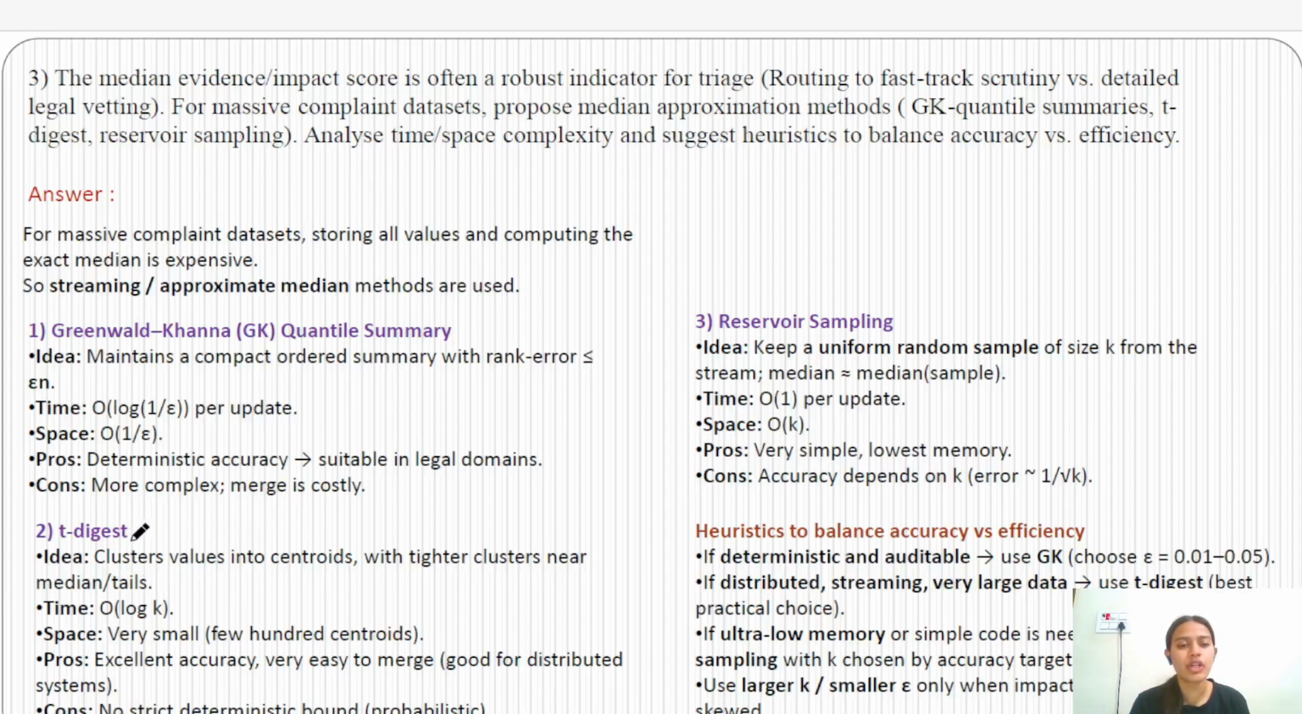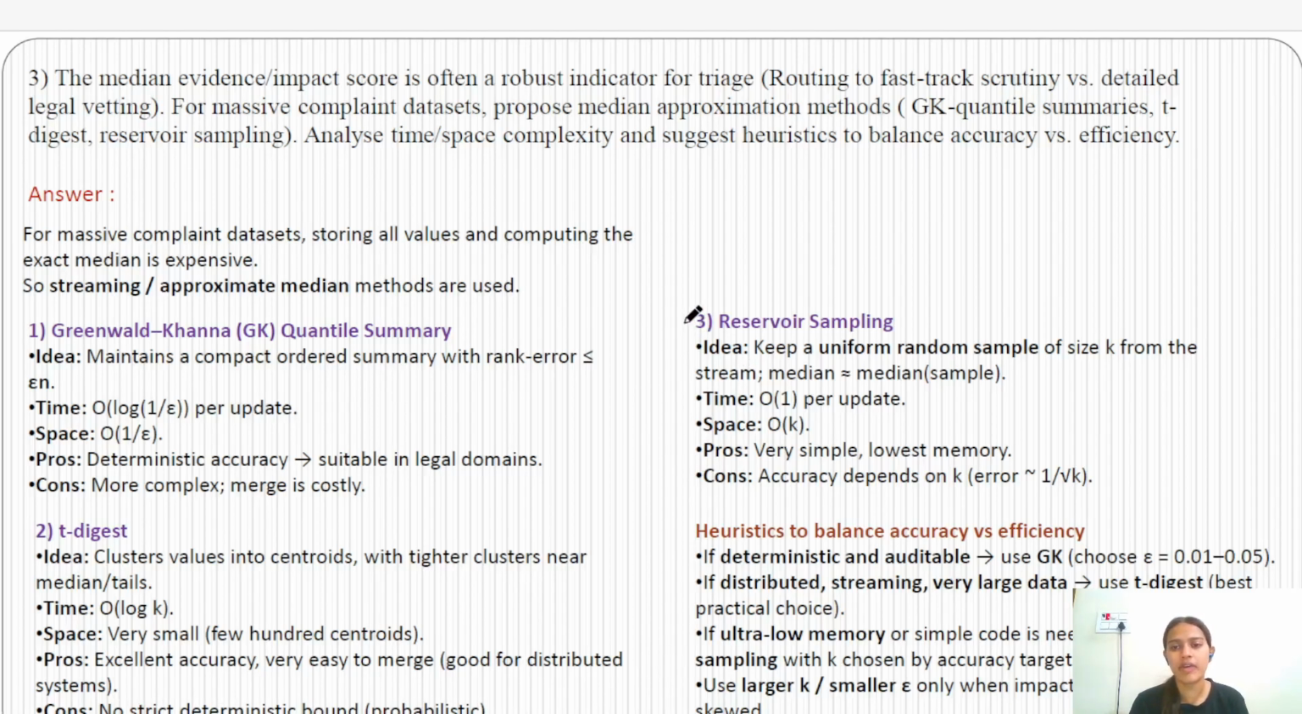Second, for T-digest, the idea is to cluster values into centroids with tighter clusters near the median and tails. Time taken is O(log k), and space is very small, a few hundred centroids. Pros: excellent accuracy, very easy to merge, good for distributed systems. Cons: no strict deterministic bound, it is probabilistic.